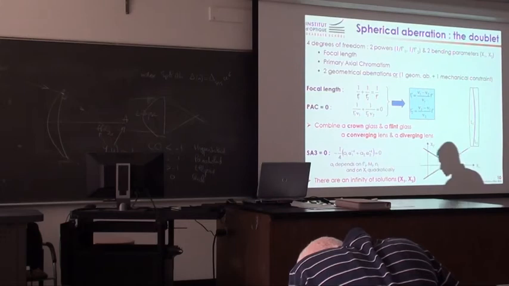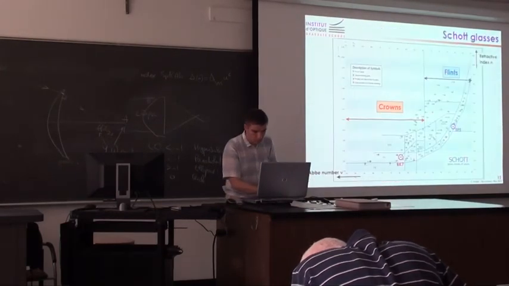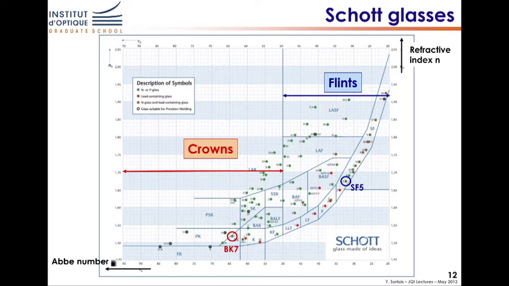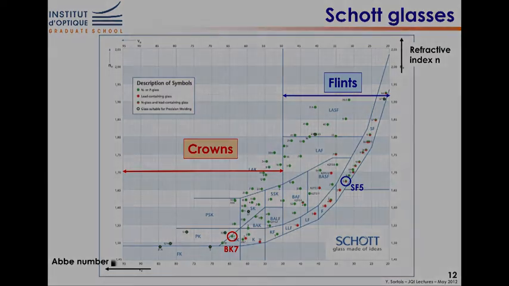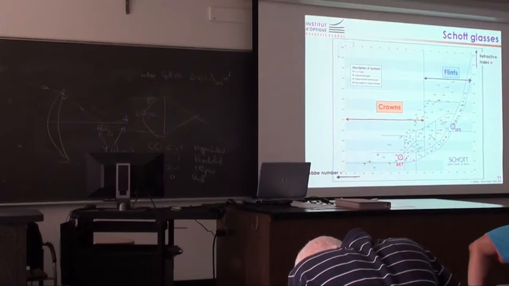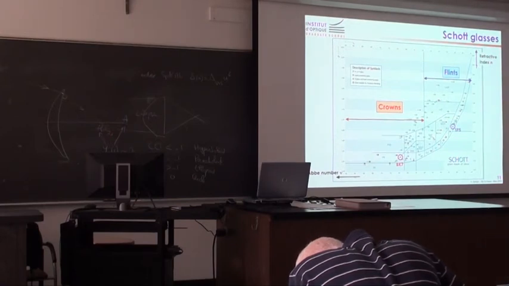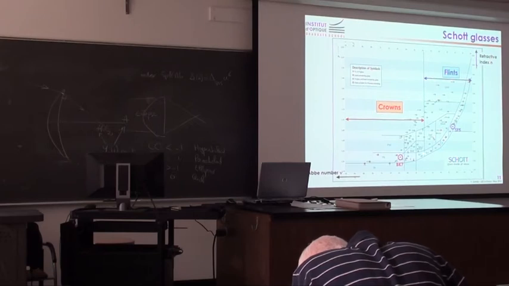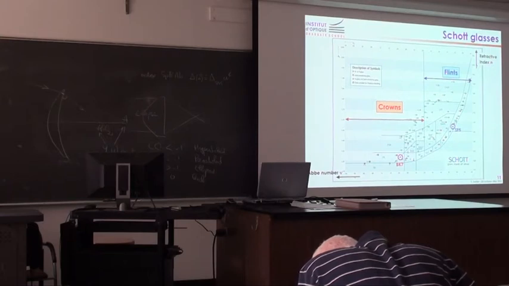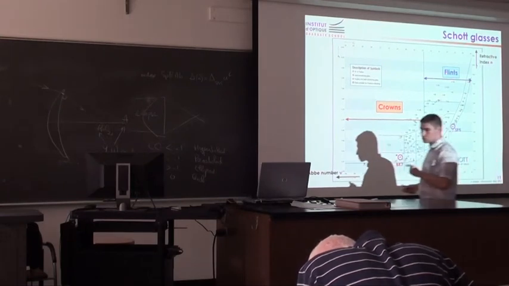Okay, at this point I click. I show you the map of the Schott glasses, a map that says the refractive index versus the Abbe number. Our friend the BK7 is here. Crowns are on the left on this vertical line, with high Abbe numbers. Flints are on the right, our friend SF5. These are regular glasses. If you go in this direction, it's exotic glasses. So we'll come back.